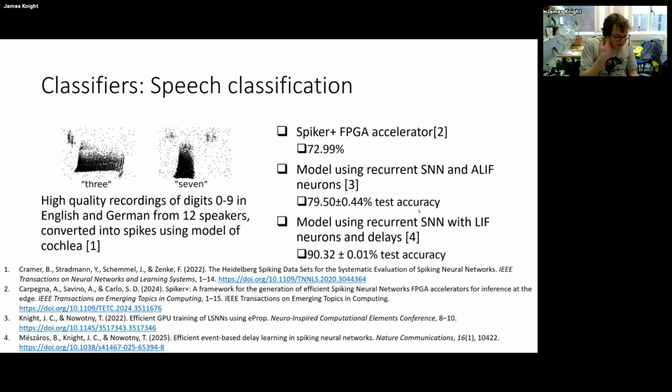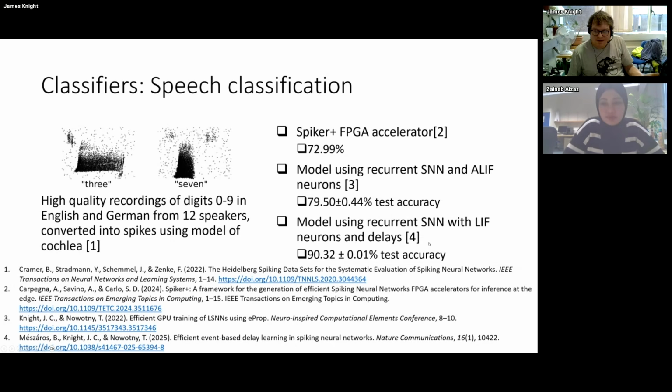So the main applications we've looked at so far are classifiers. I'm probably going to skip one of these for the sake of time, but the first task we looked at was the Spiking Heidelberg Digits, which used high quality recordings of the digits 0 to 9 in English and German, and these were converted into spikes using a model inspired by the brain. And to cut a slightly long story short, another FPGA accelerator had implemented this model and got around 73%. But because FEN lets us support more flexible connectivity and more complex neurons, we got this up to 80% in our first paper.